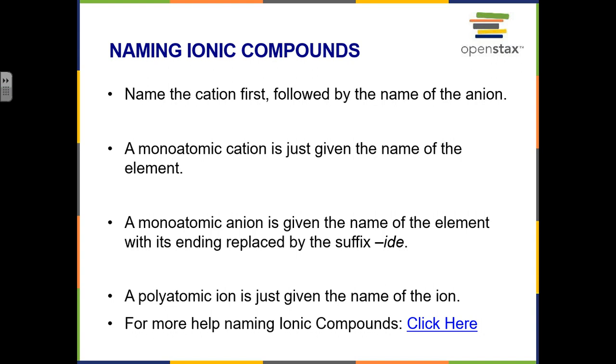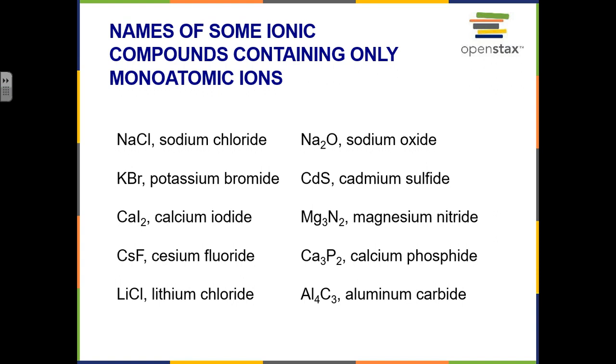Now, a polyatomic ion is just given the name of the ion. And just like I've mentioned before, if you want additional information on the process of naming these ionic compounds, there is a wonderful resource that I would strongly encourage, which goes over some examples and gives you a chance to see more of these names. You're welcome to click the link for the PowerPoint presentation. Now, here are some additional names just so that you can see it in action.